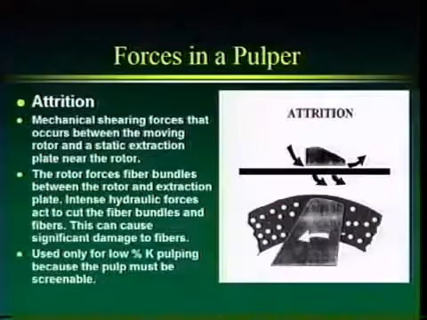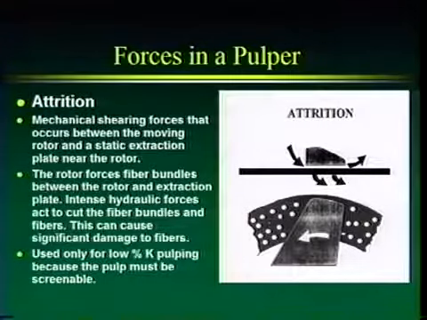Okay, the last force in a pulper is what's called attrition. And attrition has typically been used only in continuous, not in low consistency pulping. Attrition is the mechanical shearing forces that occur between the rotor and the bottom of the pulper, and that's typically an extraction plate with holes in it. So here's a side view, here's the rotor moving in this direction, and here's the bottom of the pulper, which is stationary.